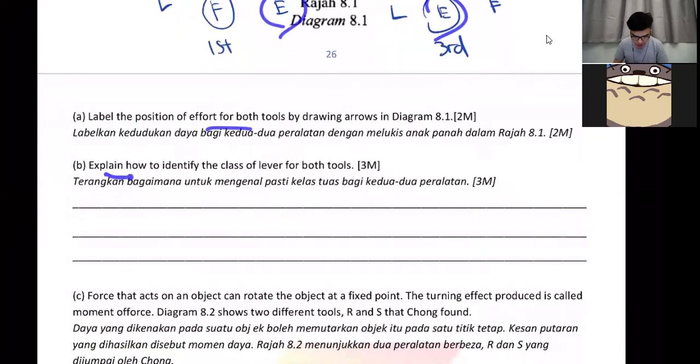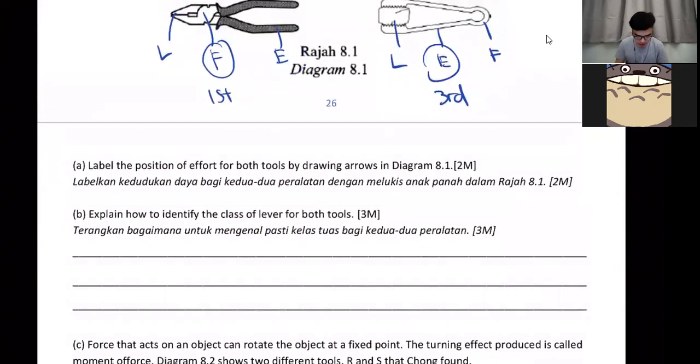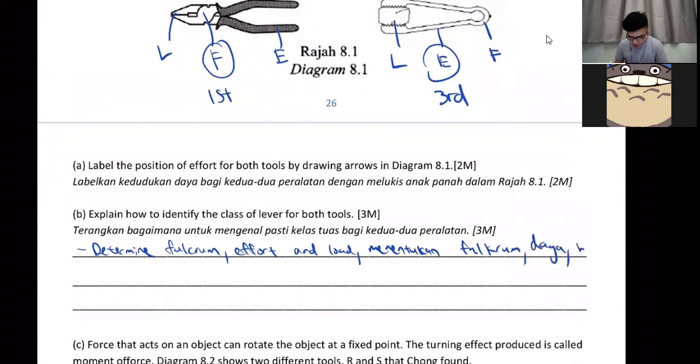And then explain how to identify the class of lever. So how do you identify the lever? First, you determine fulcrum, effort, and load. Menentukan fulcrum, daya, lever. Determine where are they. Where's your FLE?